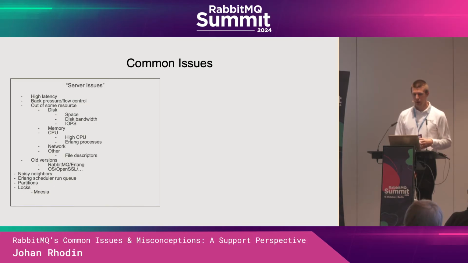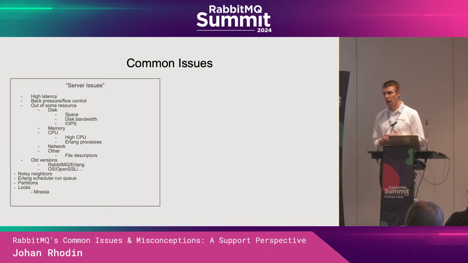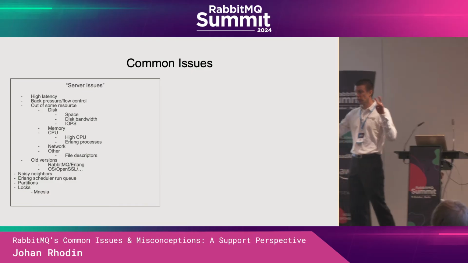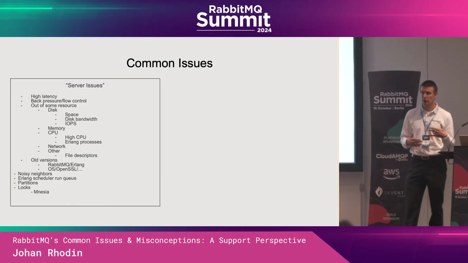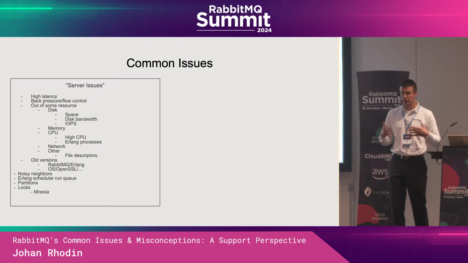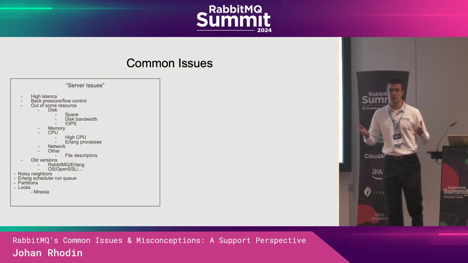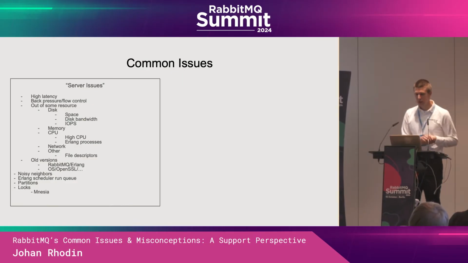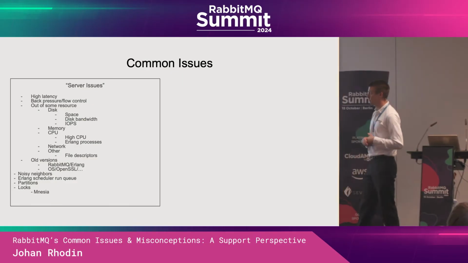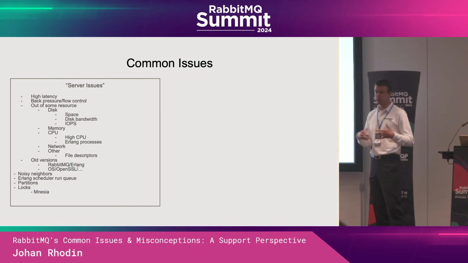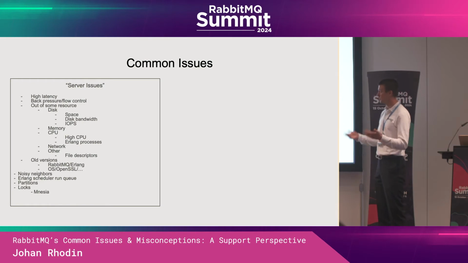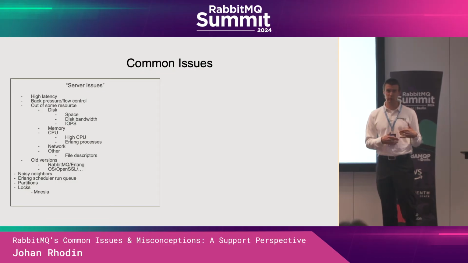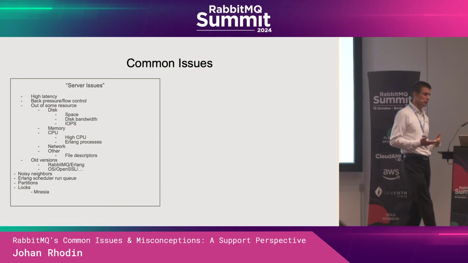Usually in common issues we have what's called server issues. These are things happening on the server that the client feels is not optimal in one way or another. This can be some resource that's out or saturated, such as disks, network, CPU, or memory. It could be a noisy neighbor. It could be a partition that's happening.